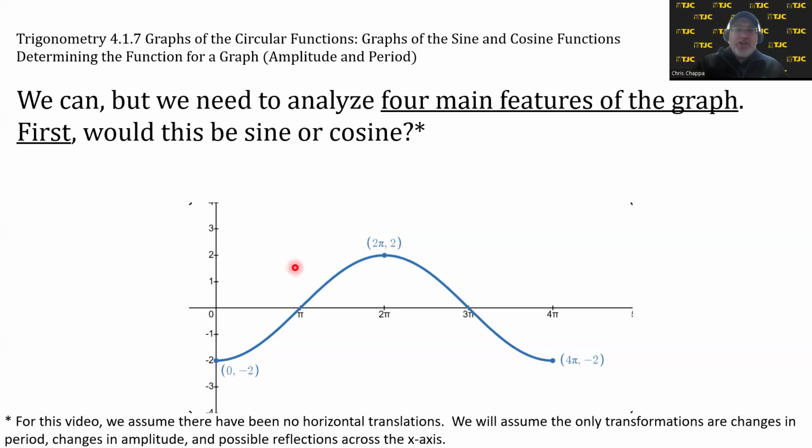First, would this be sine or cosine? Now, before we continue, for this video, we assume there have been no horizontal translations left or right. We will assume the only transformations are changes in the period, so stretch horizontally, changes in the amplitude, stretch vertically, and possible reflections across the x-axis. We will address translations in future videos. But for now, would this be sine or cosine?